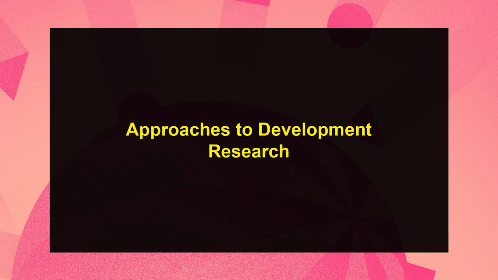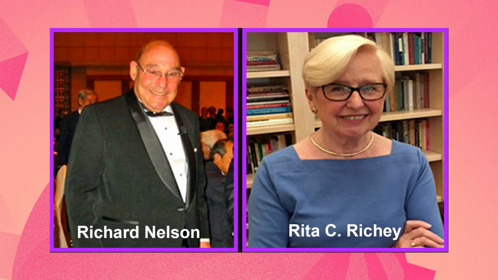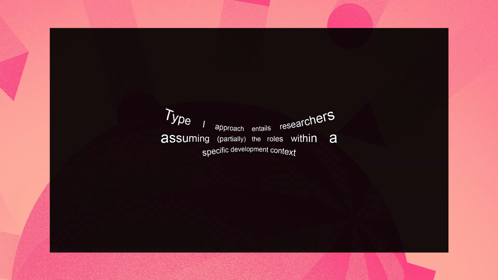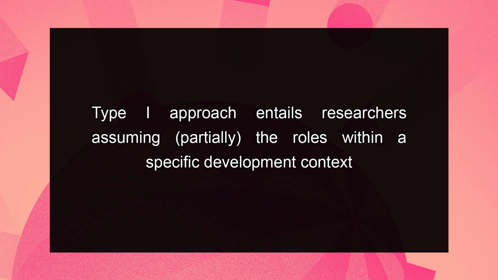Now let us talk about the approach to development research. An approach which is to be subsumed under the heading of development research must possess more balance between development and research. In their comprehensive analysis of developmental research, Ritchie and Nelson draw a distinction between two approaches, type 1 and type 2. Type 1 approach entails researchers assuming partially the roles within a specific development context. This type of research is typically conducted throughout the entire development cycle.